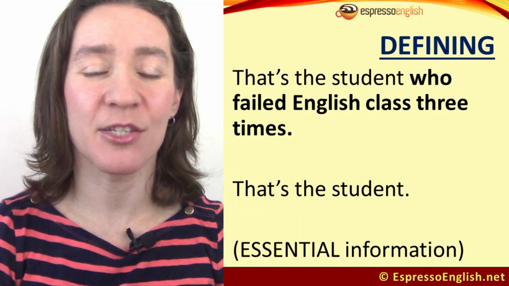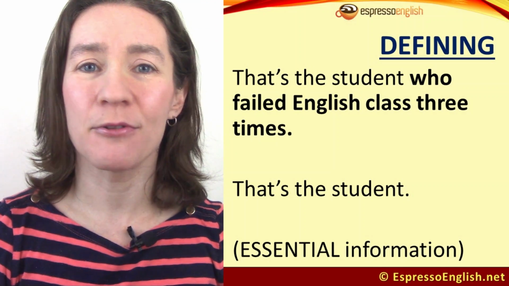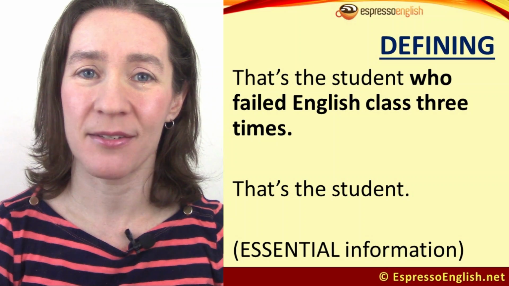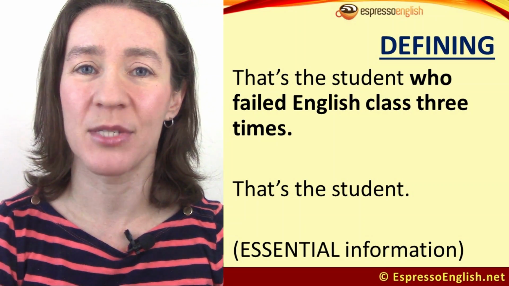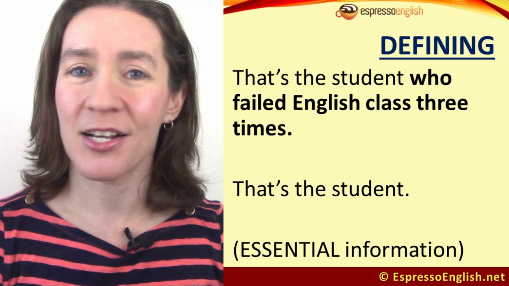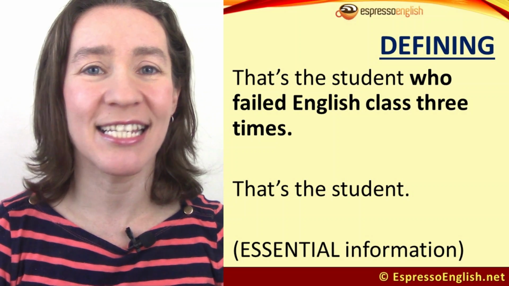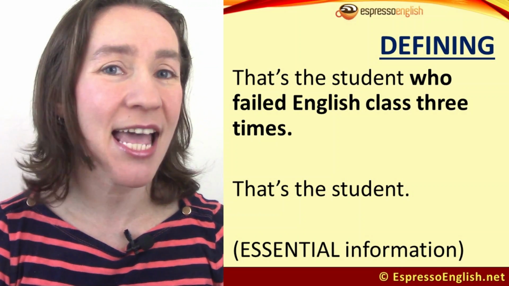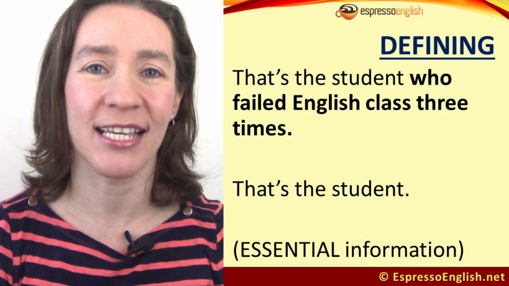Now let's look at a sentence with a defining relative clause. That's the student who failed English class 3 times. If you remove the clause, who failed English class 3 times, then the sentence is incomplete. That's the student. It's not complete. So the relative clause, who failed English class 3 times, is essential information, not extra, because it tells us which student specifically we are talking about.